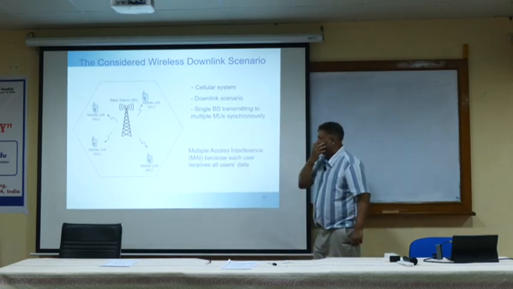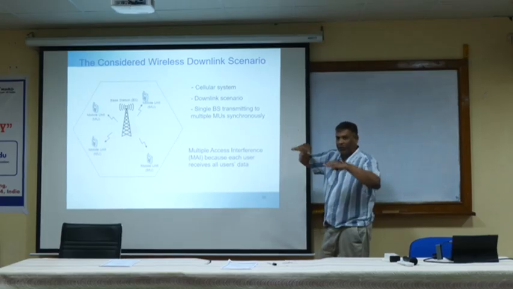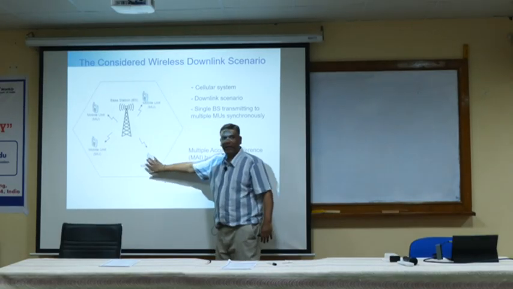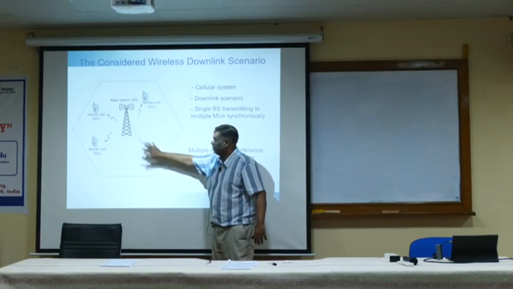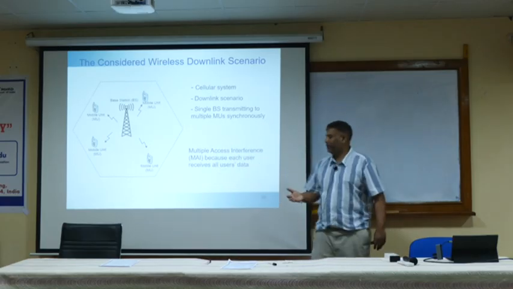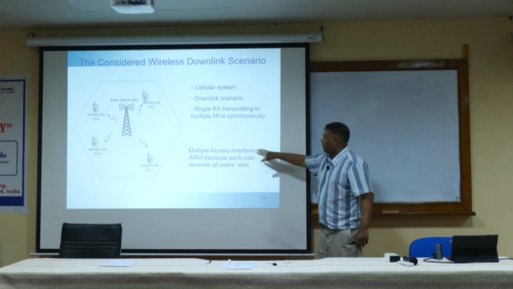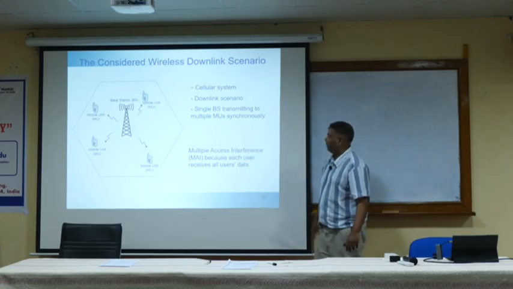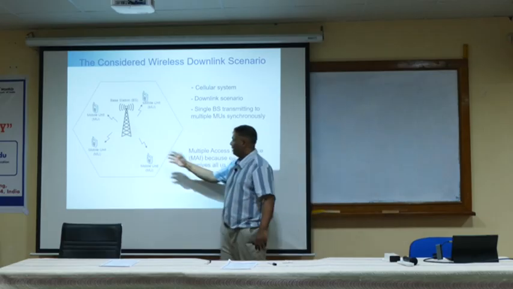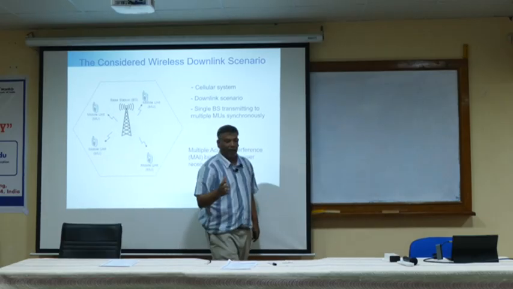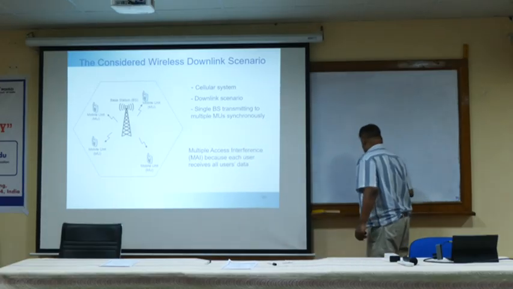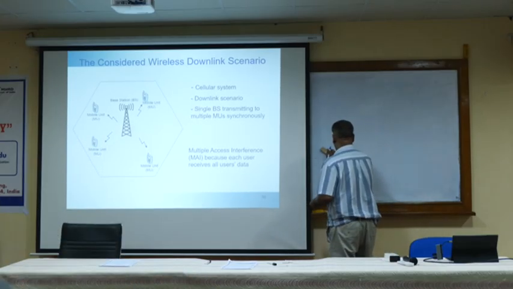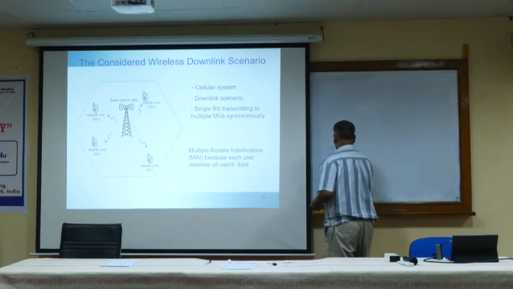The base station normally sends one waveform which includes all the user information, but this guy is only interested in his own information. So other users' signals are going to be interference to him. That is called multiple access interference, because each user receives all user data. To avoid that interference, the base station will use precoding techniques. It will do a zero forcing precoder or MMSE precoder. That's what we are going to see, zero forcing and MMSE precoder.